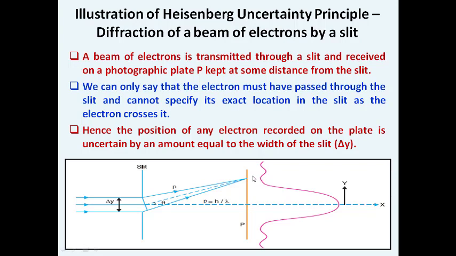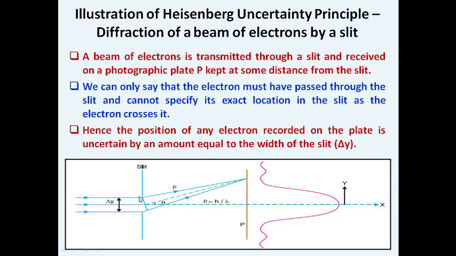A beam of electrons is transmitted through a slit and received on a photographic plate at some distance. We can only say that the electron must have passed through the slit, and we cannot specify its exact location in the slit as the electron crosses. Once there is no electron, we can definitely say there is no change of path.